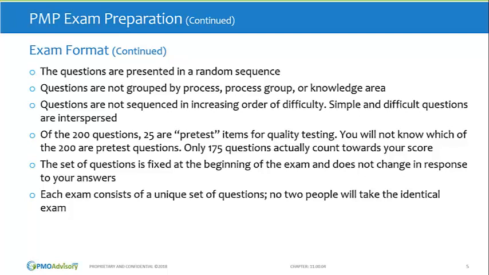The set of questions for your exam is selected at the start of your exam time, and the questions do not change in response to your answers. Theoretically, each exam is a unique set of questions, and no 2 people will take the exact same exam.